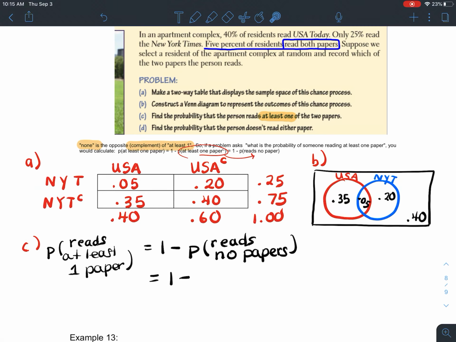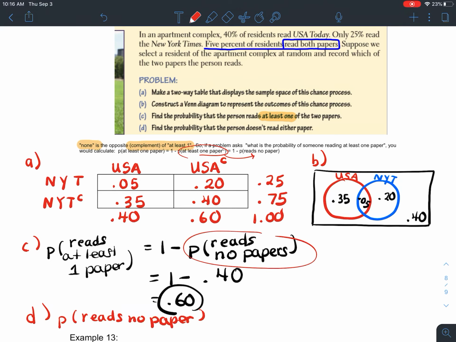Okay, and then we could go through and say, well, we figured out what that percent was, that they don't read any papers. That's this 40% here. Okay, that they're not reading any papers at all. Okay, which is also what this intersection is here. They're not reading the New York Times. They're not reading the USA Today. So I'm subtracting that, and I'm getting as my answer 60%. Okay, and then finally, part D to this says find the probability that the person doesn't read either paper.